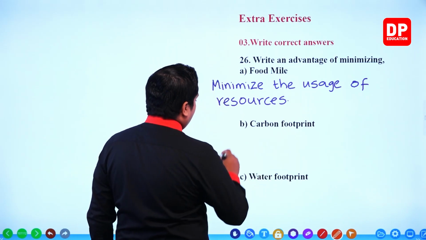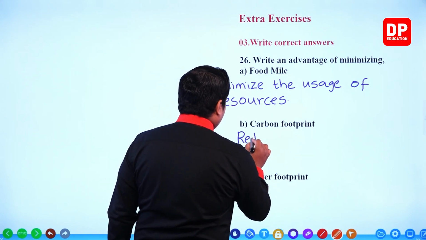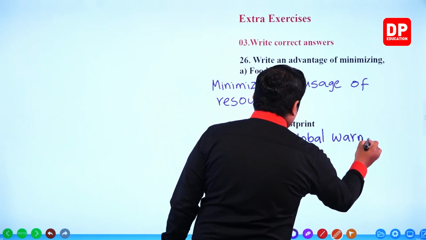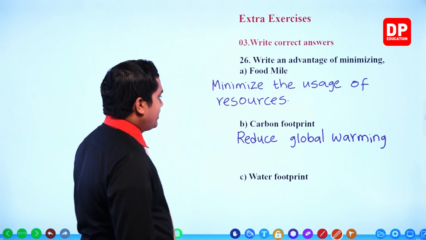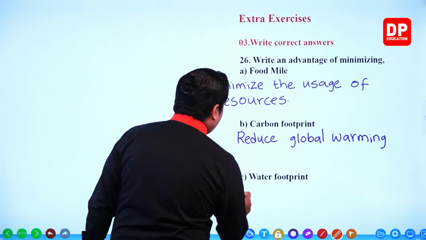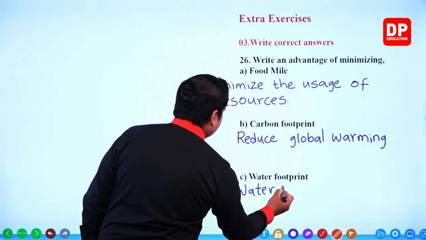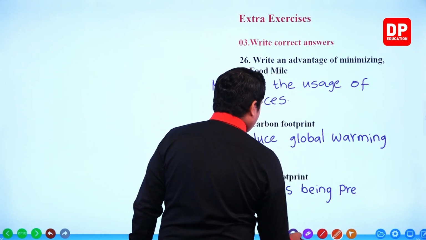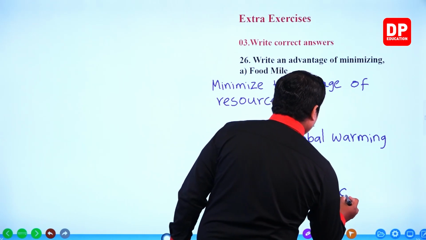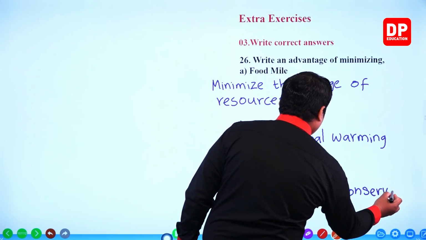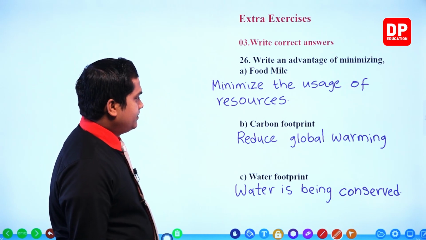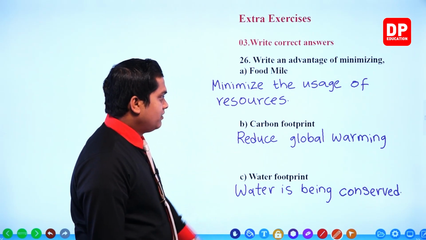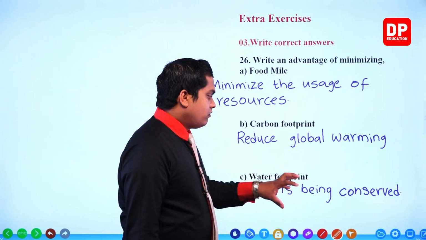Next one, carbon footprint. It's very simple, my dear children. Reduce global warming. Then water footprint. Water is being preserved, or else conserved. Right? Water is being conserved. So by reducing the food mile, we can minimize the usage of resources. By carbon footprint minimization, we can reduce global warming. And by reduction of water footprint, we can conserve water.